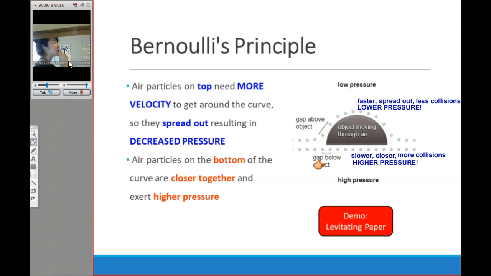All right, so I'm going to go ahead and blow on top of this. As I blow on top of that paper, what's happening to the paper? I'm blowing on the surface of it, not the bottom of it. I'm blowing on top. What starts happening to that paper? Tell me in the chat box.